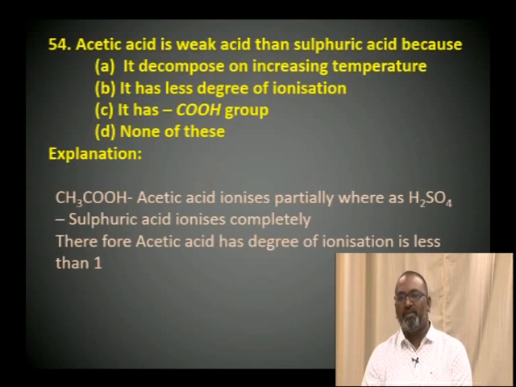Degree of ionization is the concept which explains the strength of an acid. If the degree of ionization is 1, we can say that they are strong acids. If it is less or very much less than 1, they will be considered as weak acids. So the answer is B.